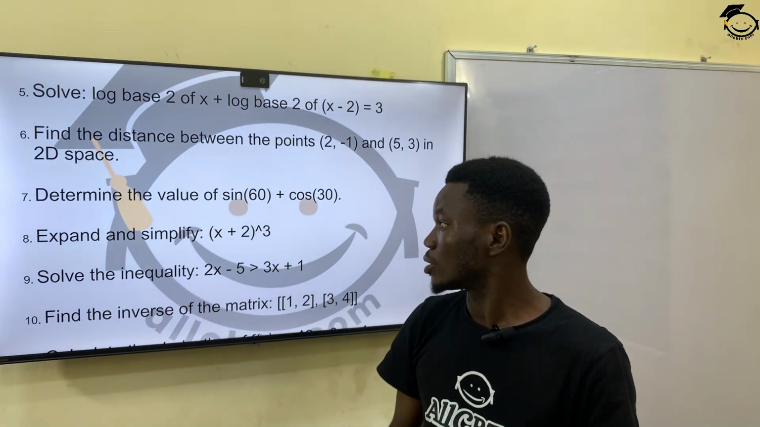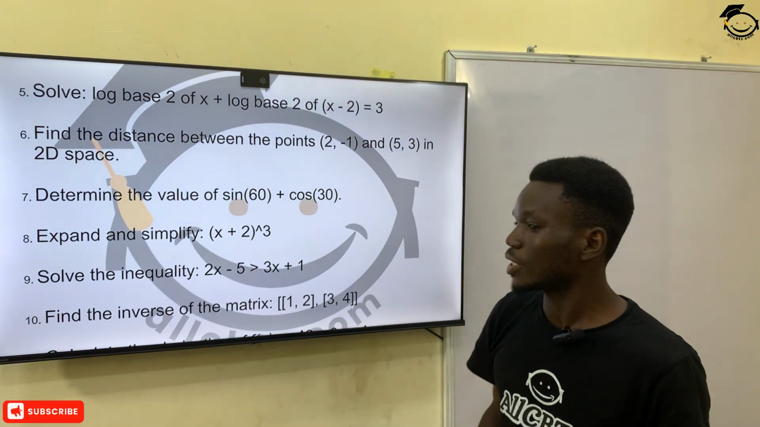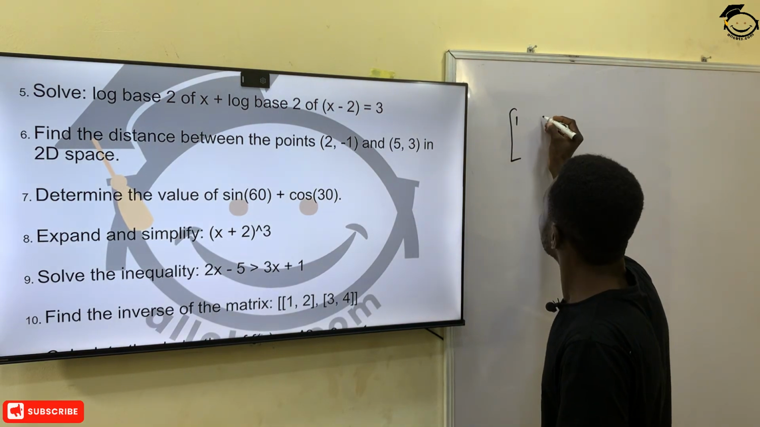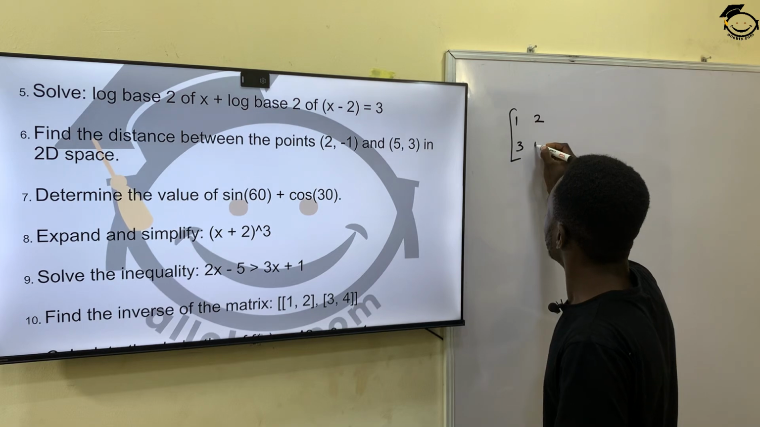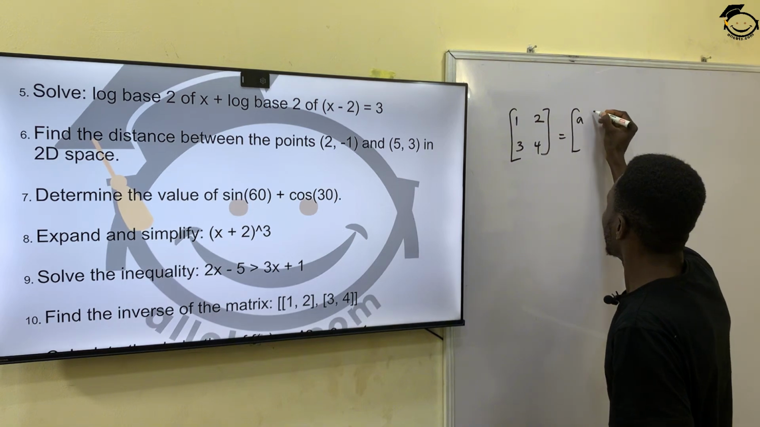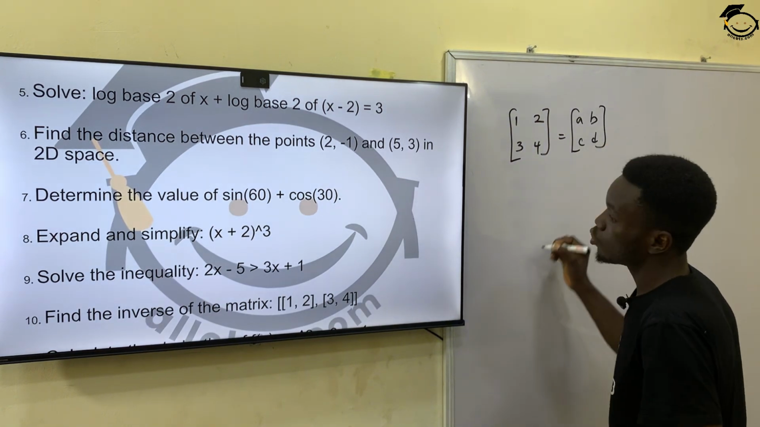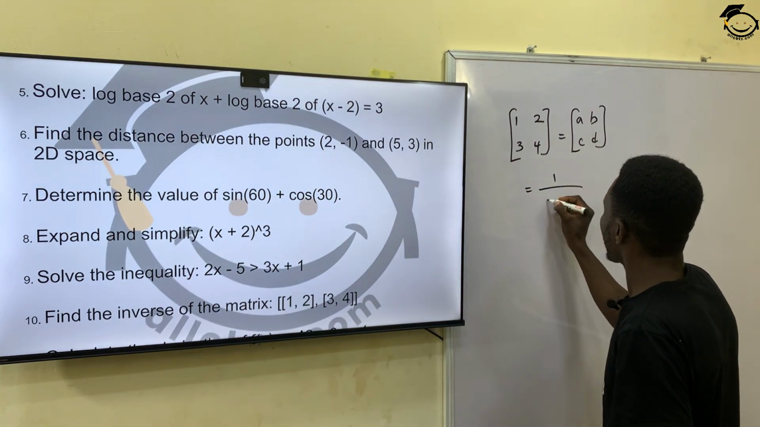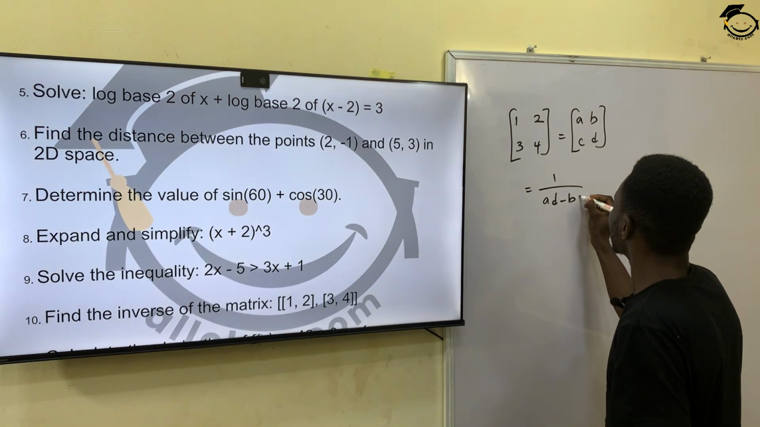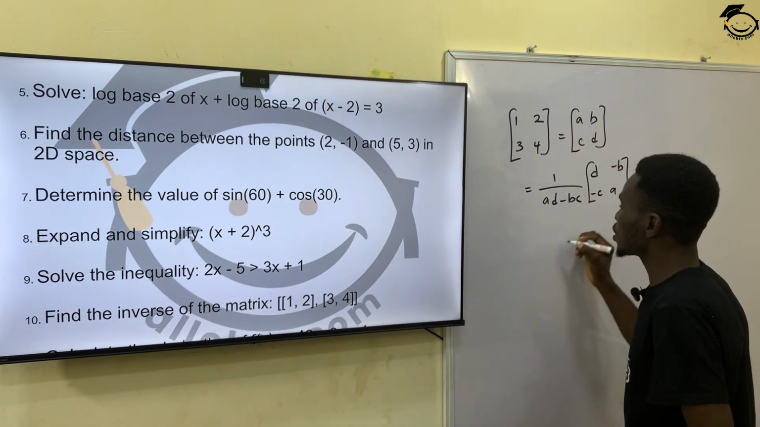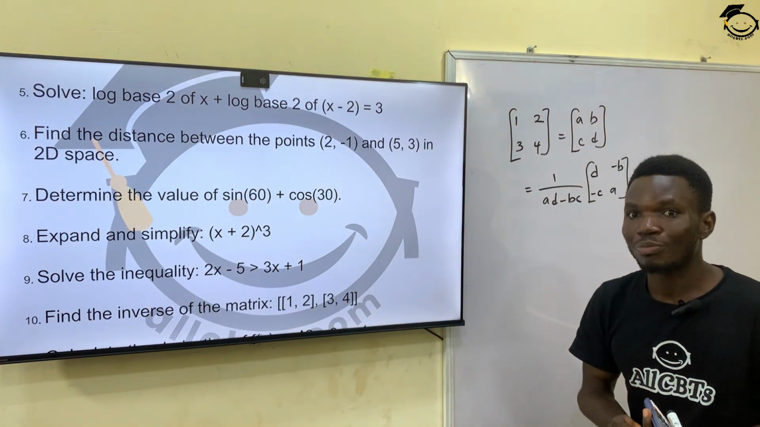That takes us to question number 10, which says find the inverse of the matrix. So the matrix that we are given here is 1, 2, 3, 4. So this is a 2 by 2 matrix. So this is the same thing as A, B, C, D. Now when you have a 2 by 2 matrix, the inverse of a 2 by 2 matrix is given as 1 over AD minus BC. Then here I have D, minus B, minus C, A. So this is the formula for solving the inverse of a 2 by 2 matrix.